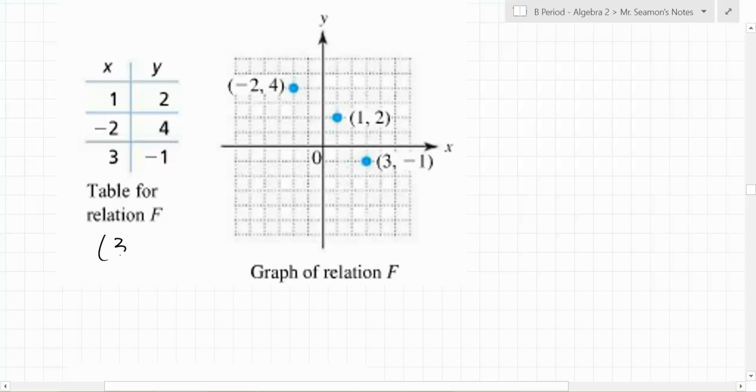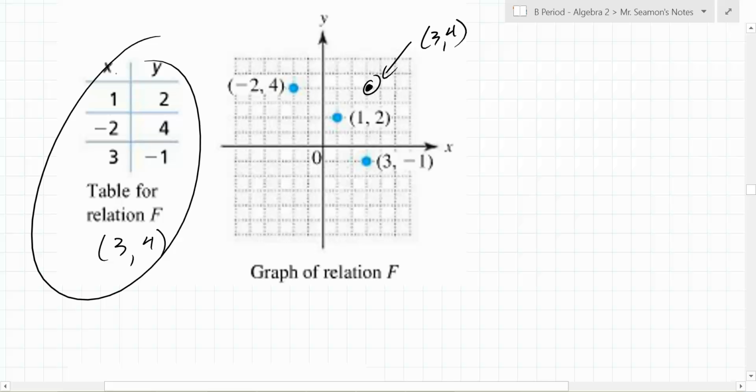So let me add a point in. How about this? 3, I don't know, 4. If I graph 3 comma 4, where's that going to be? It's going to be right here, correct? Does everybody see that? This collection right here, is that a function? No, this is not a function. And we know it's not a function because 3 is going to negative 1 and 3 is going to 4. It's going to two different ones.